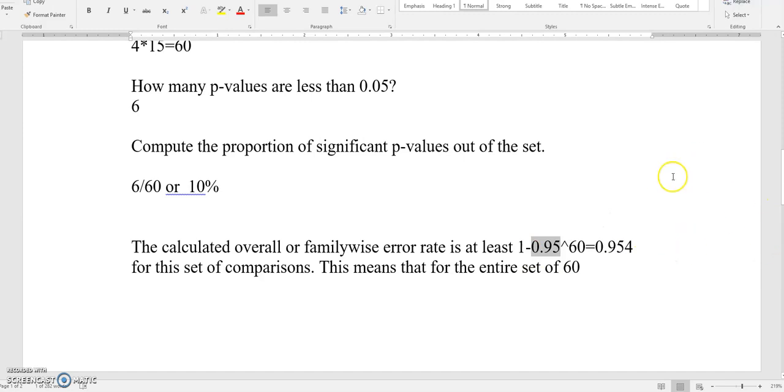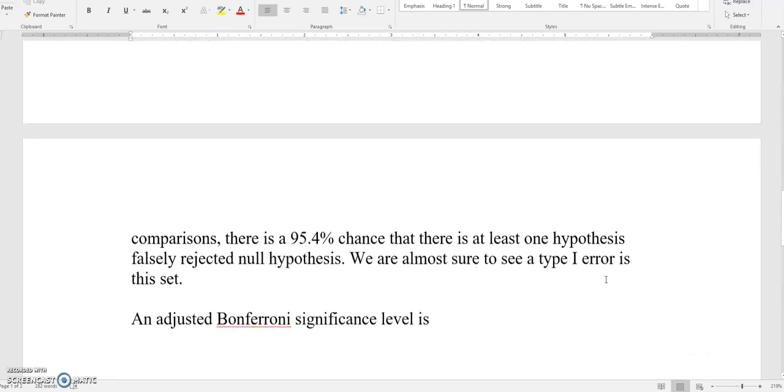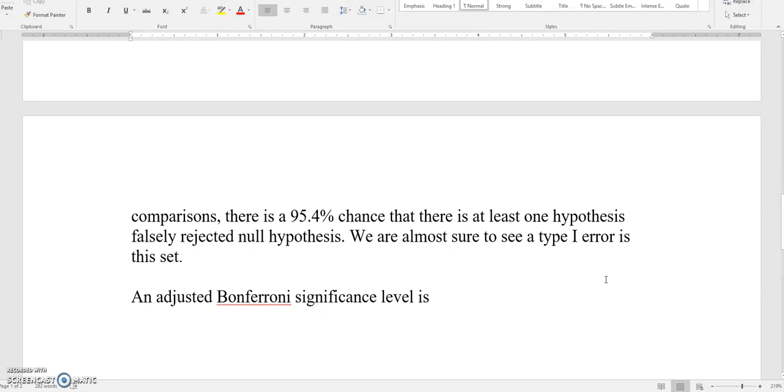So notice that's right around 0.954, okay? That's just a coincidence here, it's a numerical fact, but there's no significance behind the fact that this is about 0.95 and this correct rate was 0.95. That's just because this is 60, okay? That means for the entire set of 60 comparisons, there's about a 95% chance that there's at least one null hypothesis falsely rejected, okay? And so we're pretty much sure to see a type 1 error in this set.